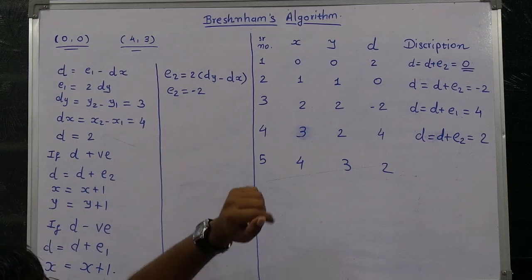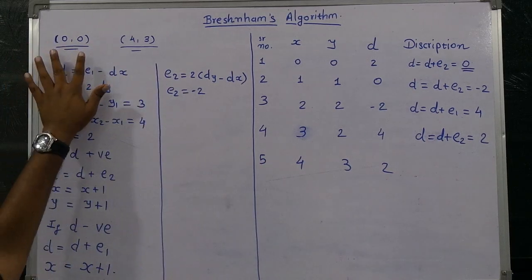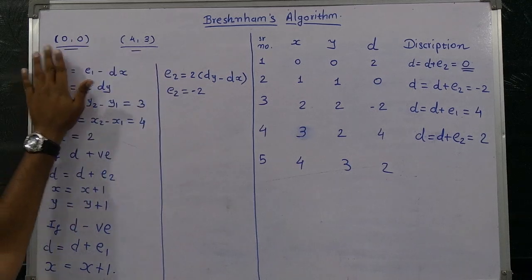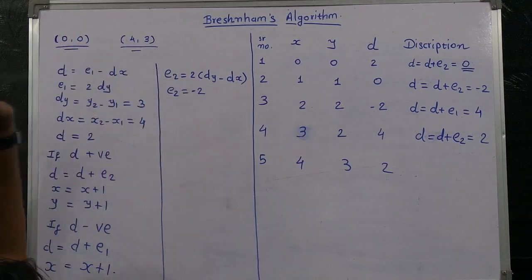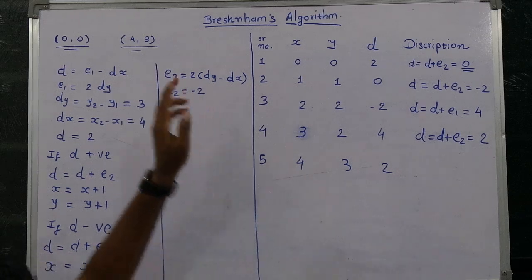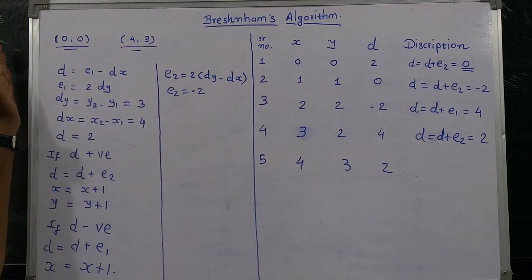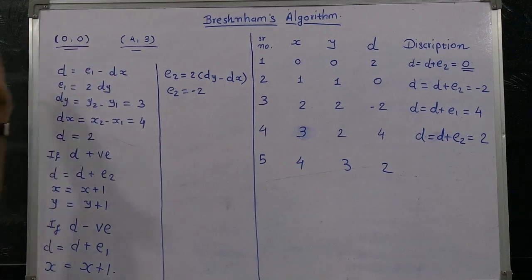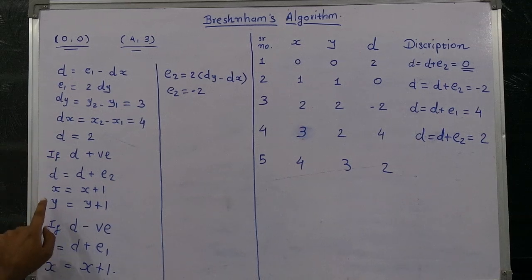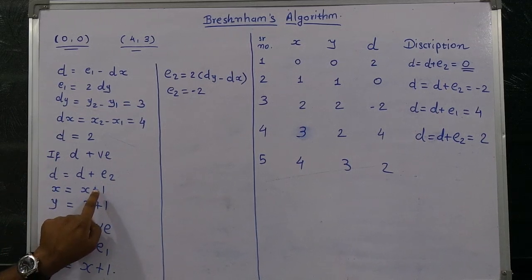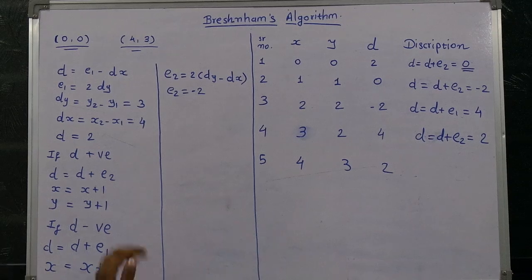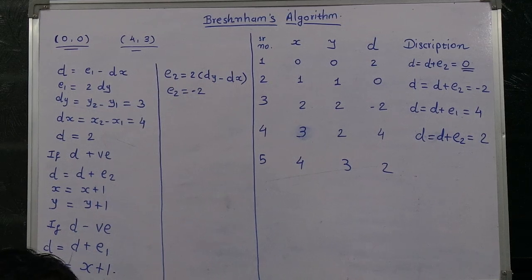Now one thing you need to consider here: suppose instead of 0, 0 I put 4, 3 as the first point and 0, 0 as the last point. Then both directions will be decrement. So the first point will be 4, 3 and the last point is 0, 0, and you need to go from 4 to 0 and also from 3 to 0. What modification is required at that time? x is equal to x minus 1, because it is a decrement in the x direction, and y is equal to y minus 1.